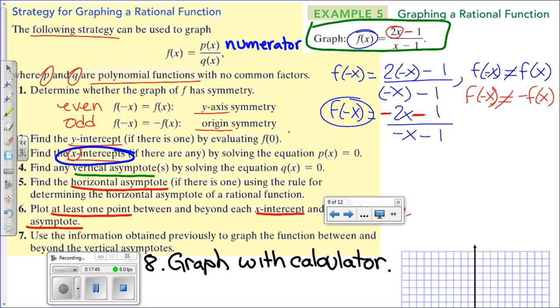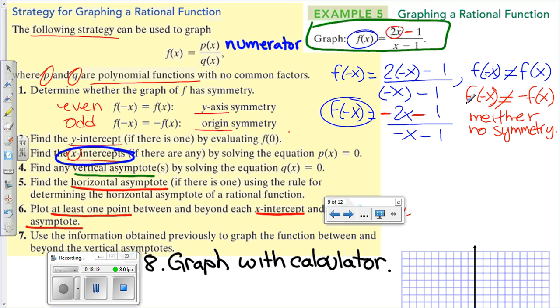So remember, when some signs change and others don't, then we cannot say that f of negative x is the same as the opposite. So in this case, the function is not even, it's not odd, so we will say it is neither. And therefore, it has no symmetry. So let's move on to step number 2.